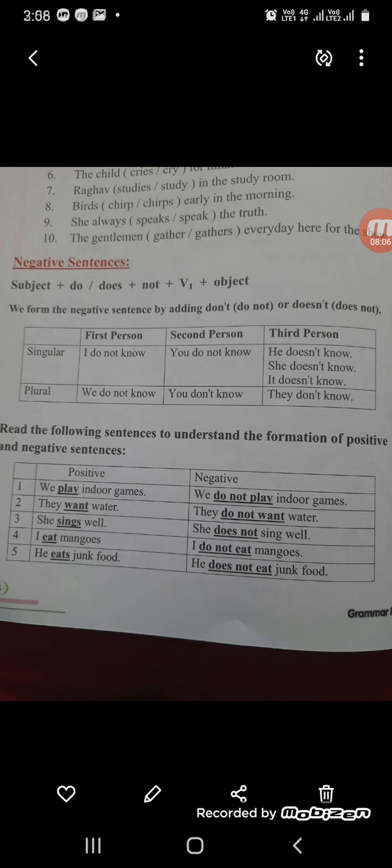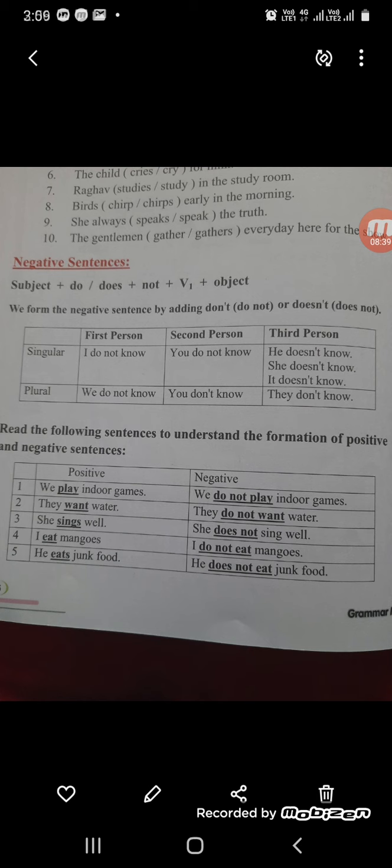Suppose in the singular form, first person, I do not know. Second person, you do not know. Third person, he doesn't know, she doesn't know, it doesn't know. Then in the plural form, we do not know. In the second person, you don't know. In the third person, they don't know. Now read the following sentences to understand the formation of negative sentences. अब इसी negative sentence को positive sentence भी उन्होंने आपको साथ में समझा दिया है.